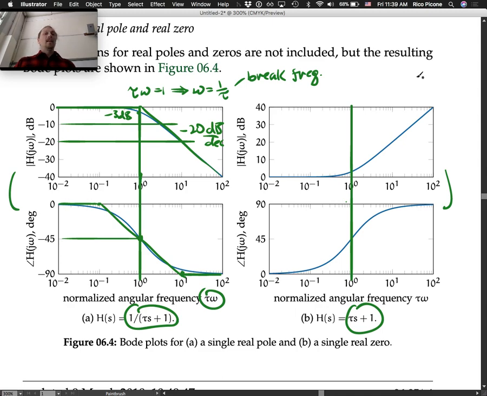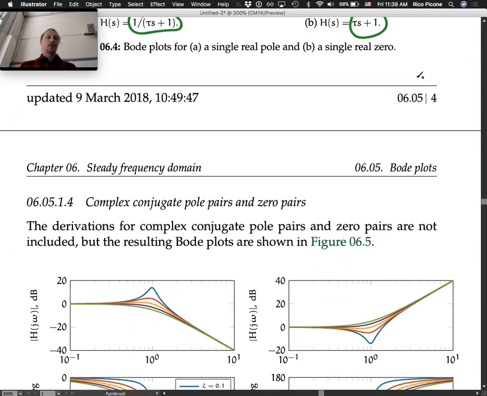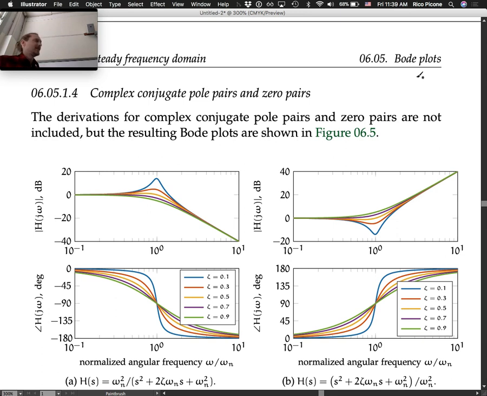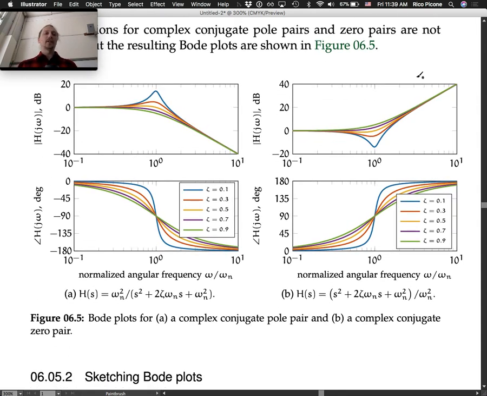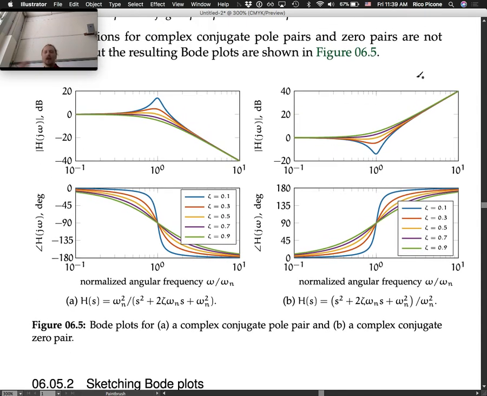Okay? All right. Now we're at the last one and the most complicated one: complex conjugate pairs of pole and 0 pairs. The derivation of complex conjugate pole pairs and 0 pairs is not included, but the resulting Bode plots are shown in figure 6.5. We're mostly concerned with sketching, so we're going to talk about how to sketch these. These are the hardest ones to sketch.